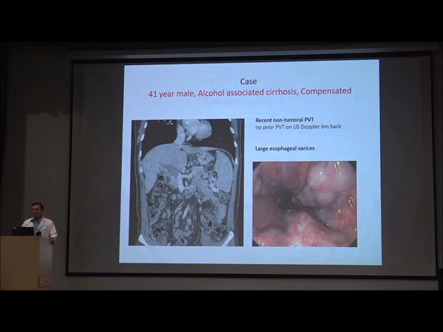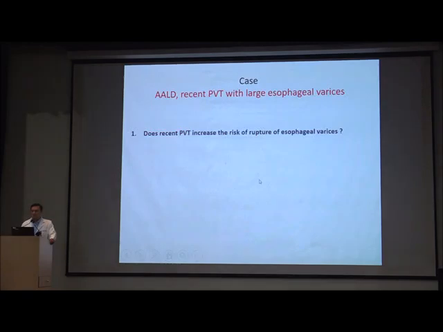Now the second part of my presentation is the case-based scenario. This is the first case: a 41-year-old male with alcohol-related compensated cirrhosis. He had no previous PVT, but is now detected to have recent non-tumoral PVT, and on endoscopy was found to have large esophageal varices. So an important question arises in this case: does the recent PVT increase the risk of rupture of esophageal varices?